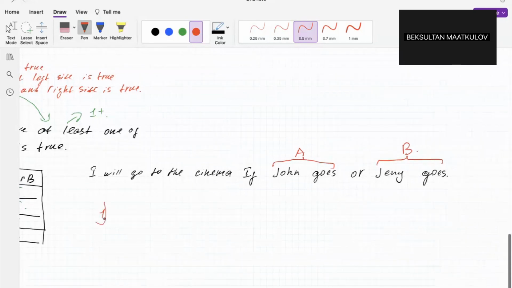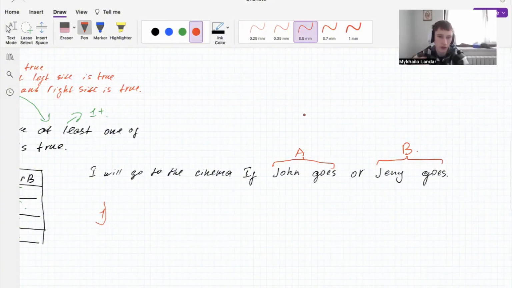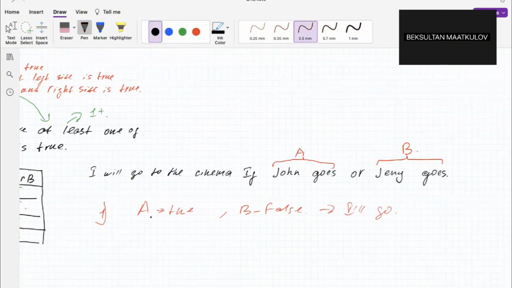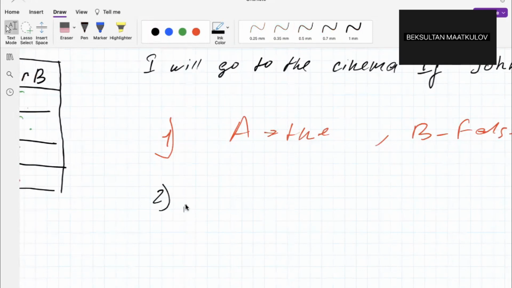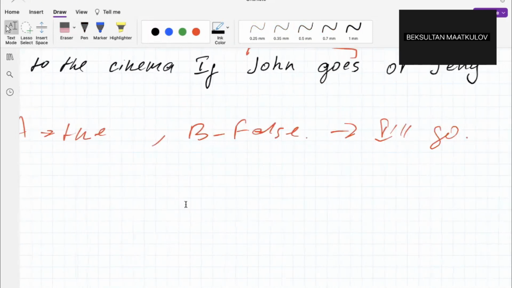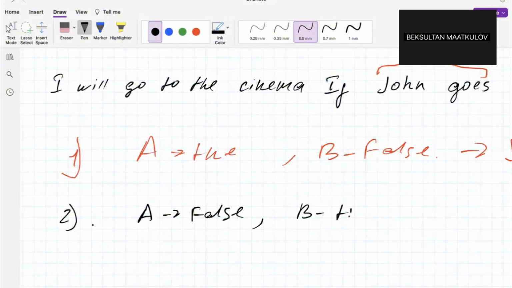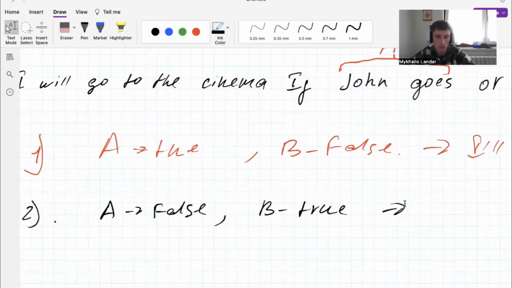Let's imagine I'm asking you, will I go to the cinema if John goes to the cinema, but Jenny will not go? Will I go in this case? Yes, we will go, because John goes. The first case, when A is true but B is false, I will still go to the cinema. Okay, what about the second case? Will I go to the cinema if John will not go, but Jenny will go? Let's say A is false and B is true. In this case, will I go to the cinema? Sure, I will go.